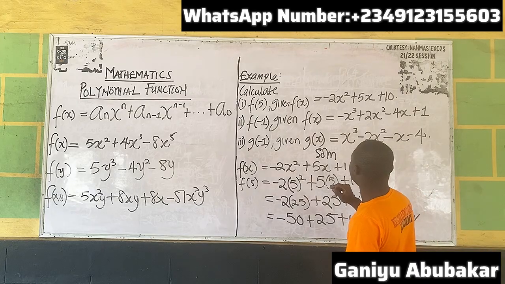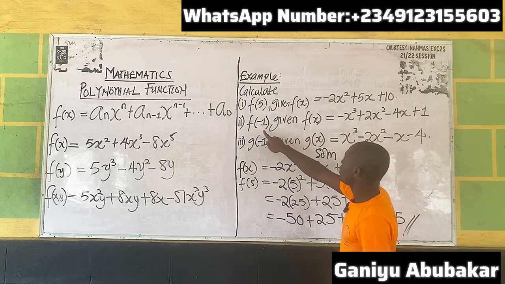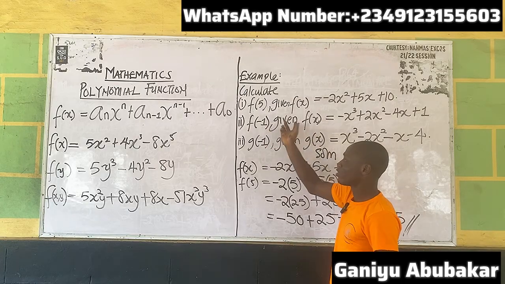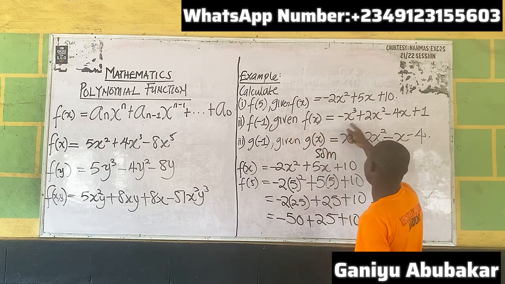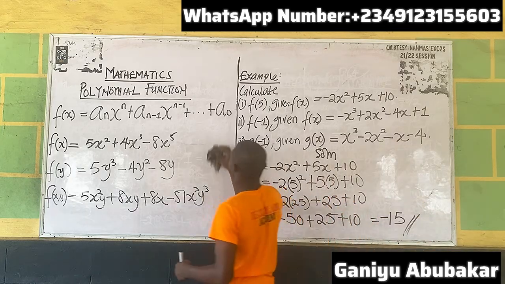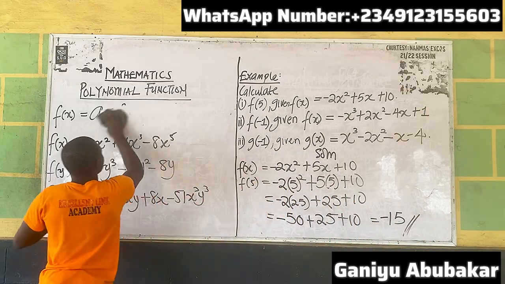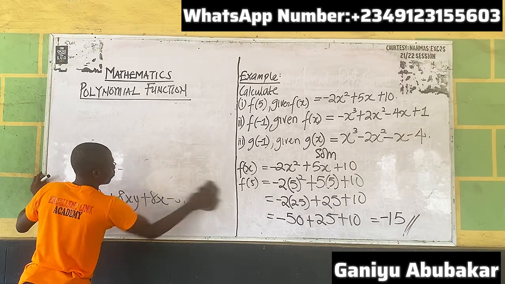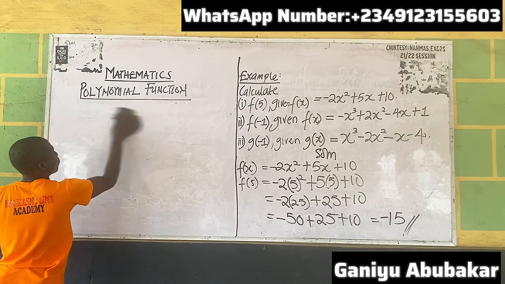So for number 2, you're having f as minus 1. So it means anywhere you see x, put minus 1. That's all, right? Put minus 1 here, minus 1. Let's see how that's done. Number 2.